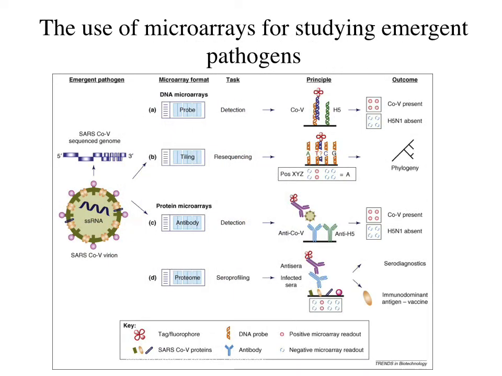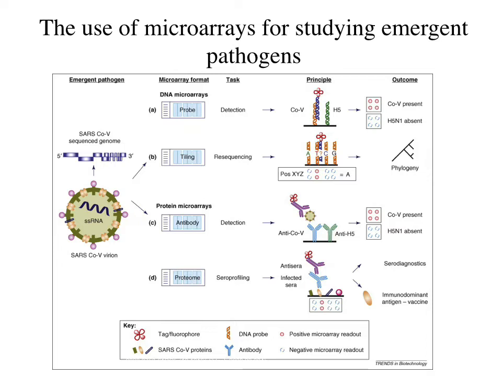Microarrays have been used for studying emergent pathogens. This is shown on this slide looking at severe acute respiratory syndrome, or SARS, and avian influenza virus, H5N1. Various approaches have been developed for detection and diagnostics with DNA and protein microarrays.